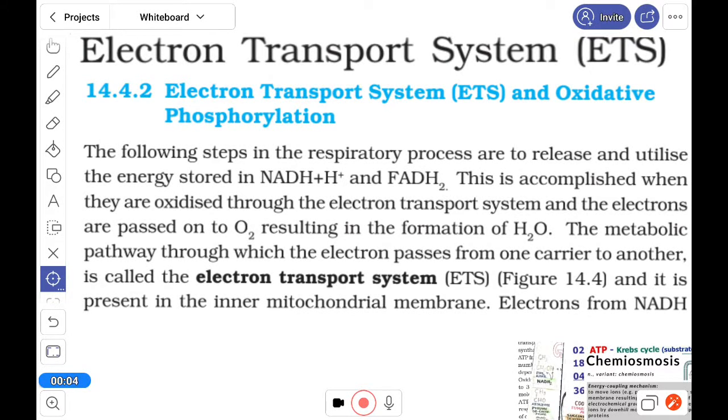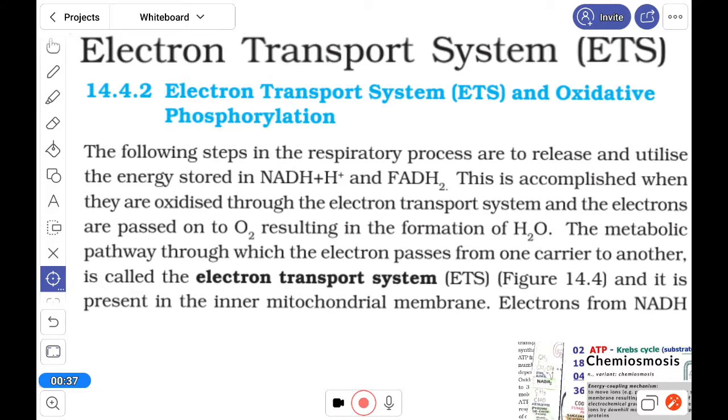Welcome to Bio class. Today we will discuss, in cellular respiration, the electron transport system (ETS) and oxidative phosphorylation. We have completed glycolysis and entered aerobic respiration with oxygen inside the mitochondrion, and the citric acid cycle, the tricarboxylic acid cycle, is also done.